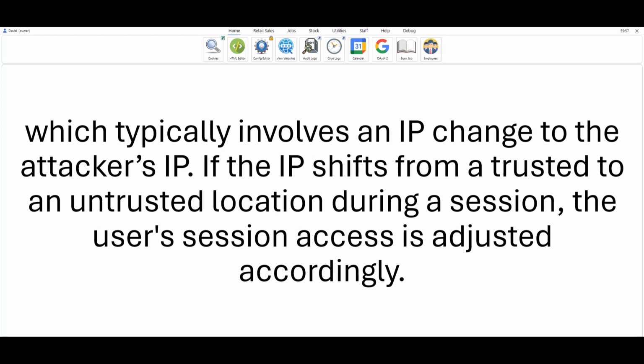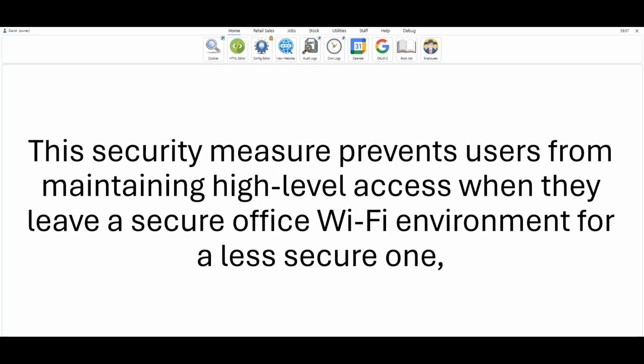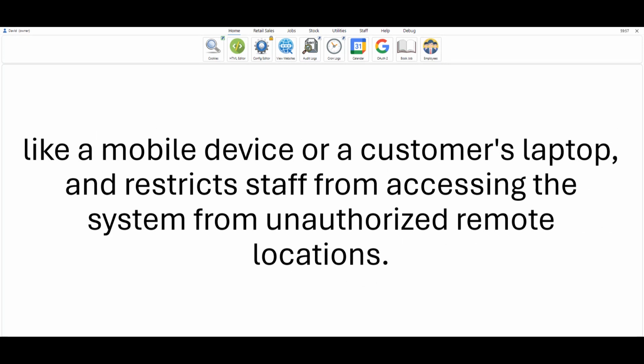If the IP shifts from a trusted to an untrusted location during a session, the user's session access is adjusted accordingly. This security measure prevents users from maintaining high-level access when they leave a secure office Wi-Fi environment for a less secure one, like a mobile device or a customer's laptop, and restrict staff from accessing the system from unauthorized remote locations.